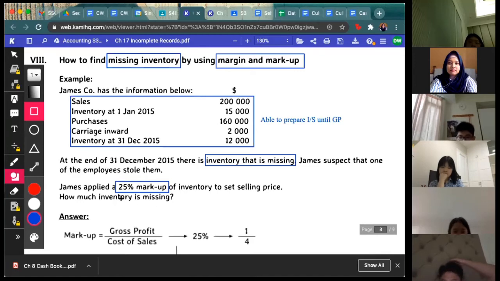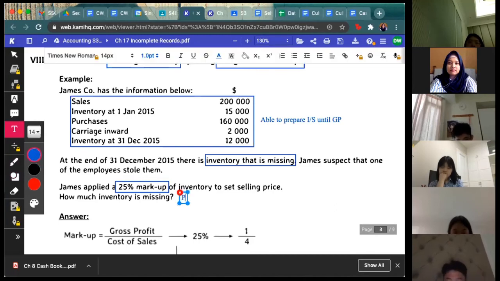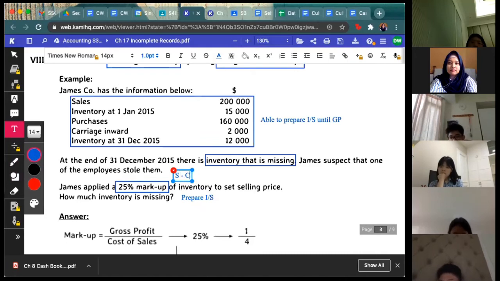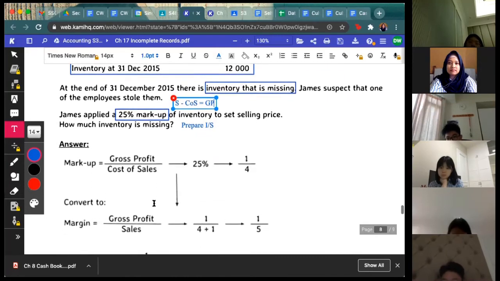When you try to find inventory that is missing, you have to prepare an income statement. There's no other way; the only way is to prepare the income statement. How? We know that from markup or margin, we can create sales minus COS equals GP. So if you have a markup of 25%, let's see the workings over here.